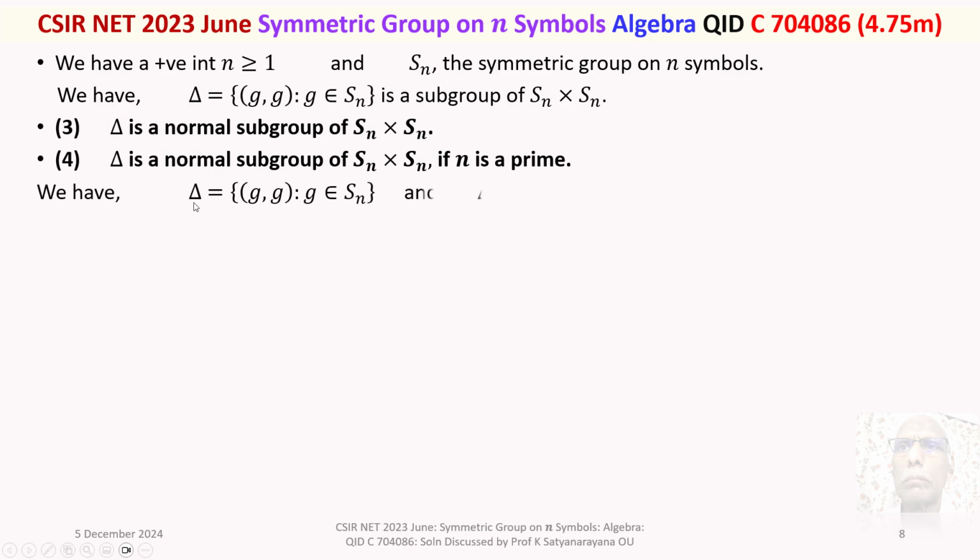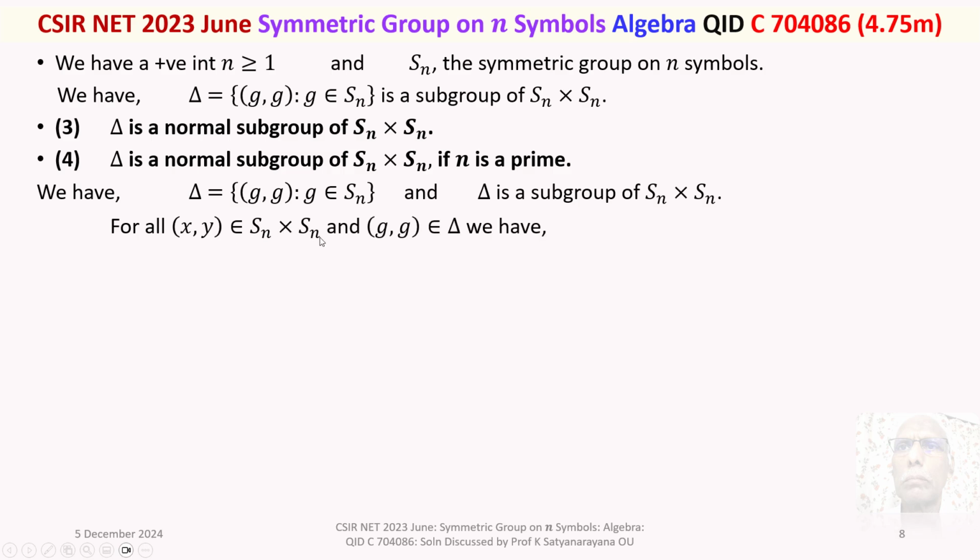We have delta, the set of all ordered pairs (g, g), g belongs to Sn, and delta we have already seen is a subgroup of Sn cross Sn. So we have to now only see the normality condition, that is g h g inverse belongs to H, for all g belongs to G, h belongs to capital H. That was the condition. So here appropriately you talk. Now you take for all (x, y) belongs to Sn cross Sn, and (g, g) belongs to delta.